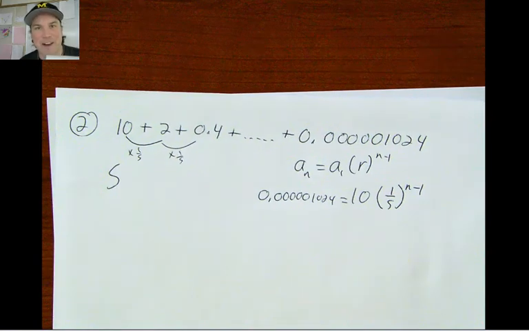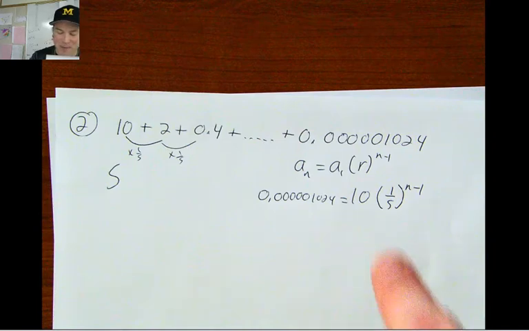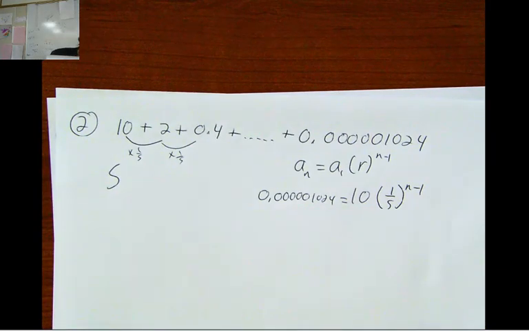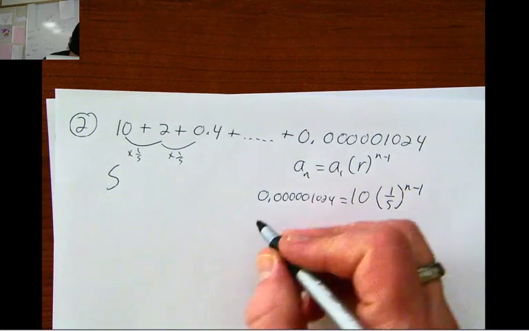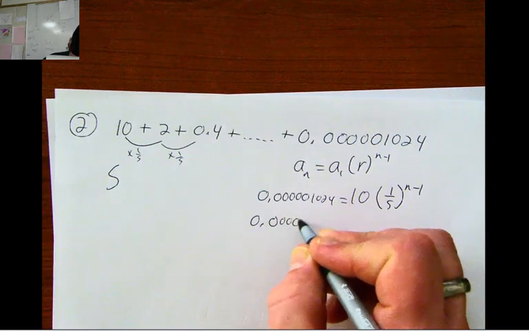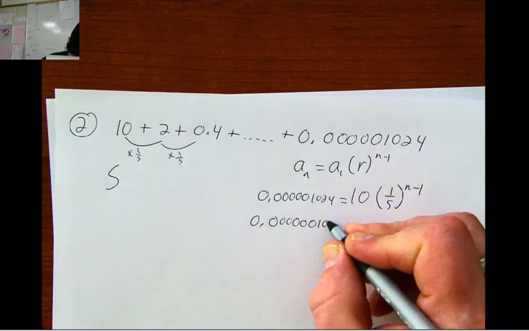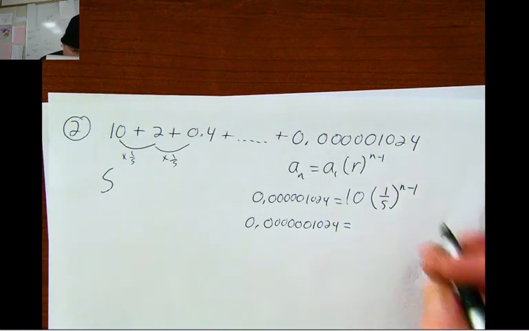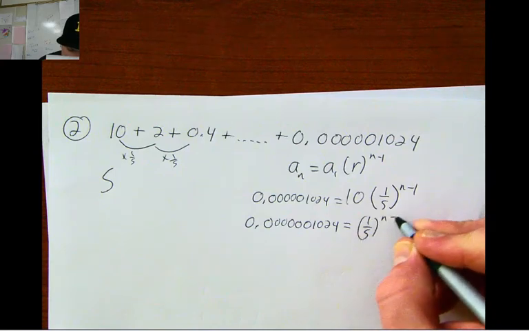Hey, remember logs? We're going to use logs to solve this. Oh boy. If you remember from using logs, the first thing you have to do is move this 10 to the other side. So you have to do this number divided by 10. That just moves the decimal spot over, giving me an even smaller number, 0.0000001024, which equals 1/5 to the N minus 1.